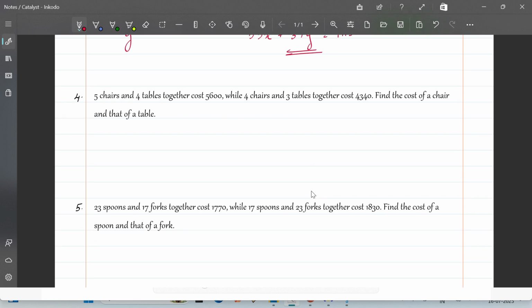Next, the two questions that are homework for you are these. 5 chairs and 4 tables together cost 5,600 rupees, while 4 chairs and 3 tables together cost 4,340 rupees. Find the cost of a chair and that of a table. Okay, so if you want to find the cost of the chair and the table, well and good. If not, at least I would like you to frame the equations and drop it down in the comment sections so that I know that you are following what I am teaching. Question number 5. 23 spoons and 17 forks together cost 1,770 rupees, while 17 spoons and 23 forks together cost 1,830 rupees. Find the cost of a spoon and that of a fork.